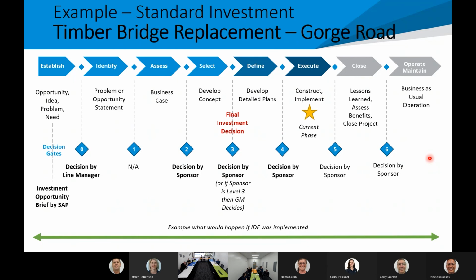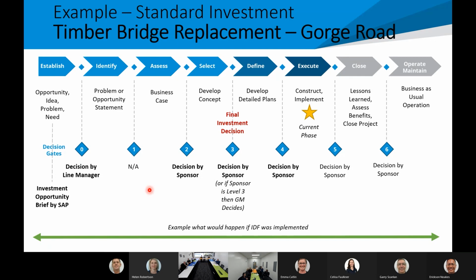Okay, so a standard investment. Again, exactly the same. We've got a timber bridge replacement here. This is one we're executing at the moment in the current financial year. So again, the asset manager, it's a renewal program, so it came up, flagged this one. The line manager, so it probably would have come out of Niels's team. Niels said, yep, let's go. It's a standard investment, so it didn't need a formal gate one decision.